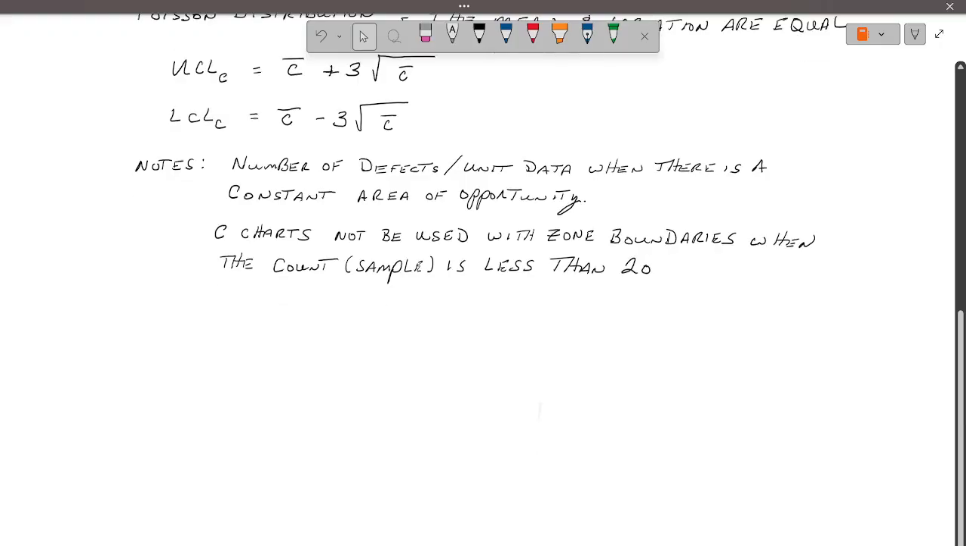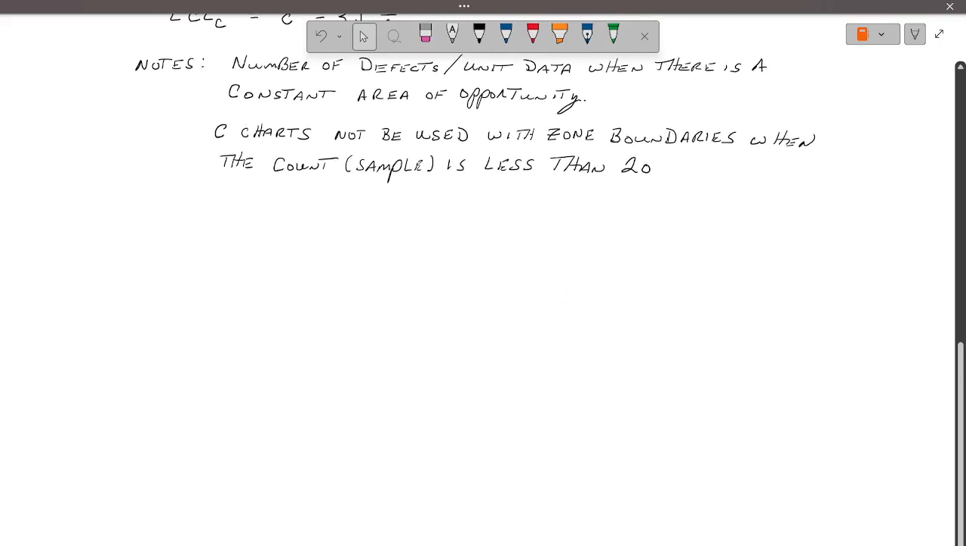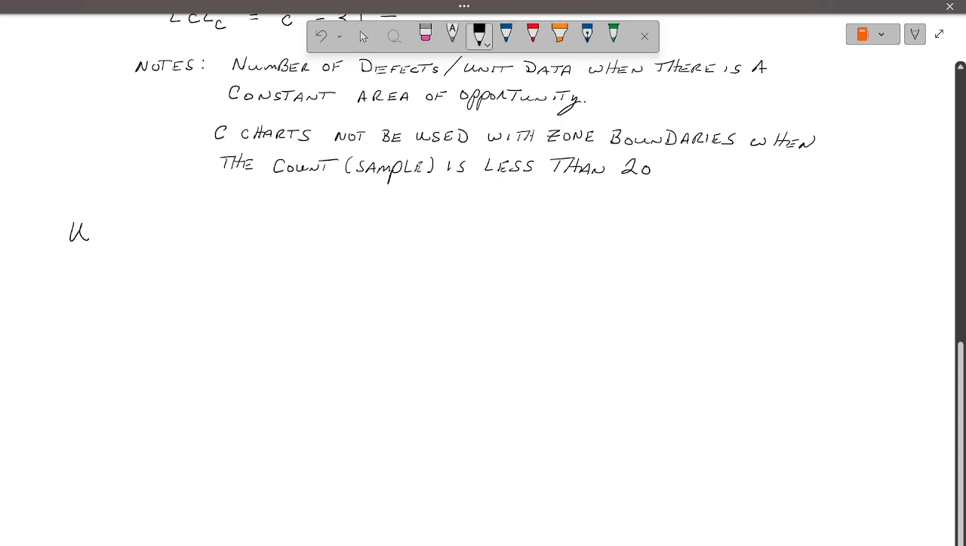Next chart. You guys good on this stuff so far? Can I slide up? We haven't actually done a U chart, but I'm going to give you some here anyway, so you got the equations.